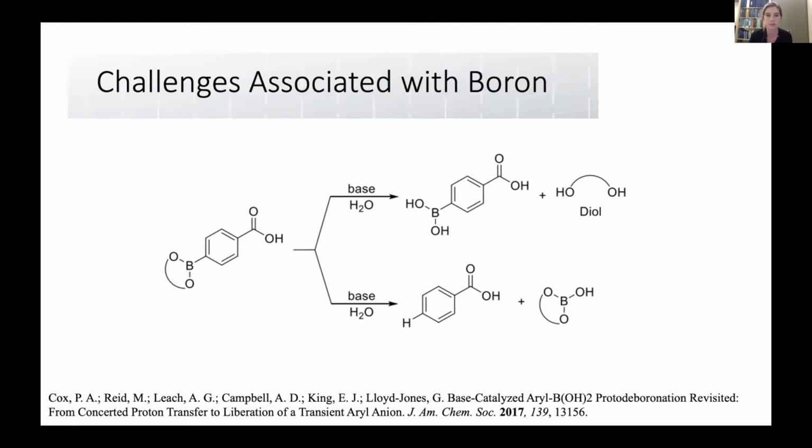Another problem that I encountered was that a byproduct for many of these reactions is water. So if it is exposed to water, because of Le Chatelier's principle, the reaction will reverse and we'll get back more starting material instead of the product that we're interested in.